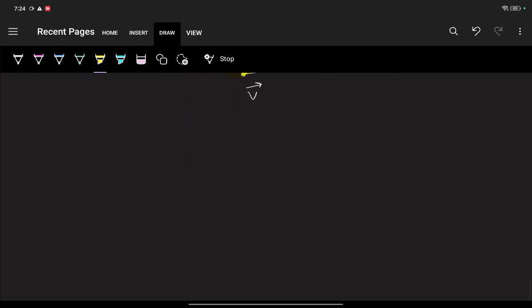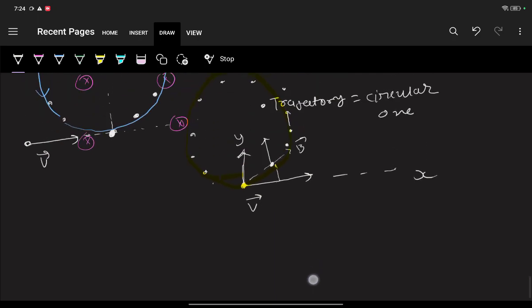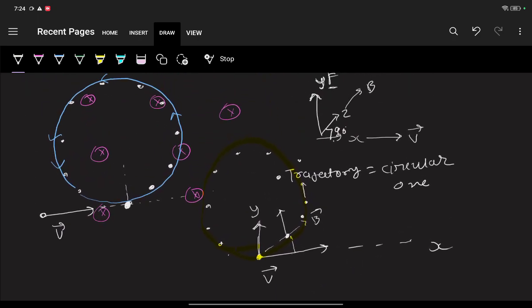Sir, in simple terms, since V is traveling in the x direction, the force will be in the y direction, and as a result, the particle will move in a circular path. Centripetal force is also there, right? Yes, yes, it will provide centripetal force.